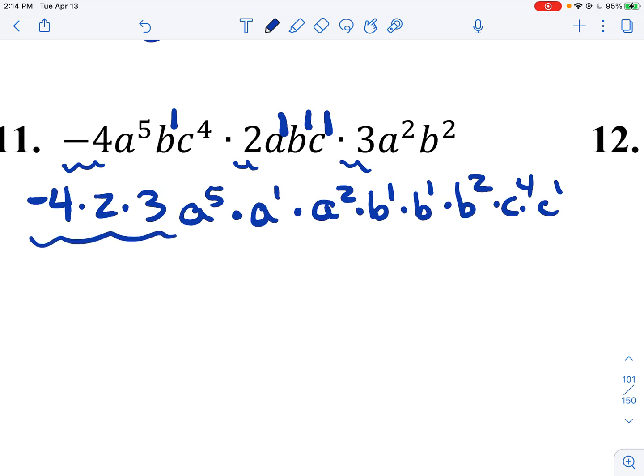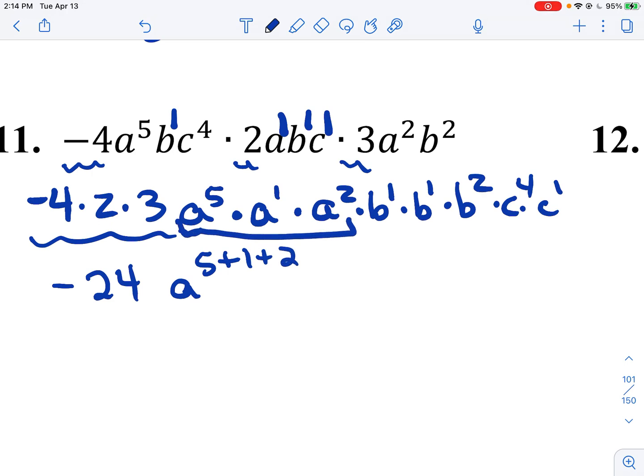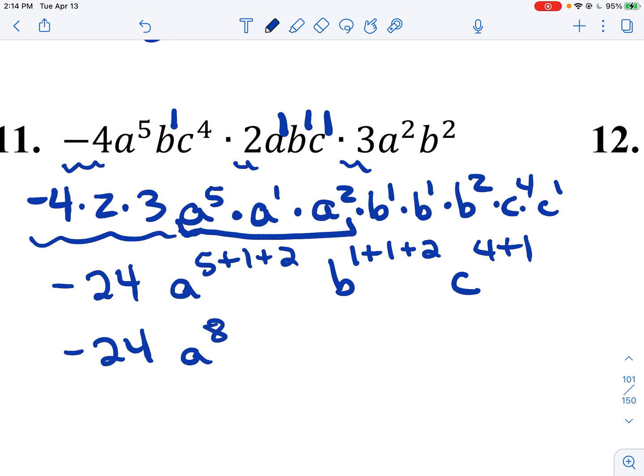So I multiply these together. I get negative 24. A to the 5 plus 1 plus 2. Where'd I get that? These right here. 5, 1, and 2 are the exponents. B's, I have a 1, I have a 1, and I have a 2. C's, 4 plus 1. So negative 24, a to the 8th, b to the 4th, and c to the 5th.